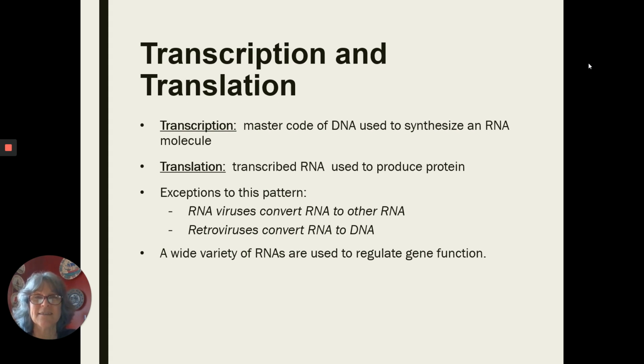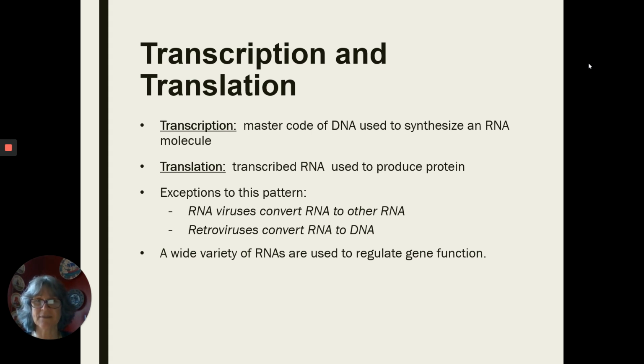Remember, a protein is a polypeptide made of a chain of amino acids. So my RNA codons tell me what amino acid goes in what order. For all eukaryotes, this is the order that we go in. DNA makes RNA, makes a protein. So similar enzymes, similar steps, we always start with DNA.